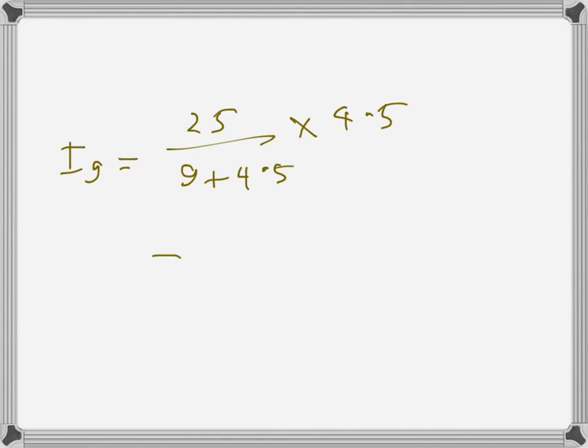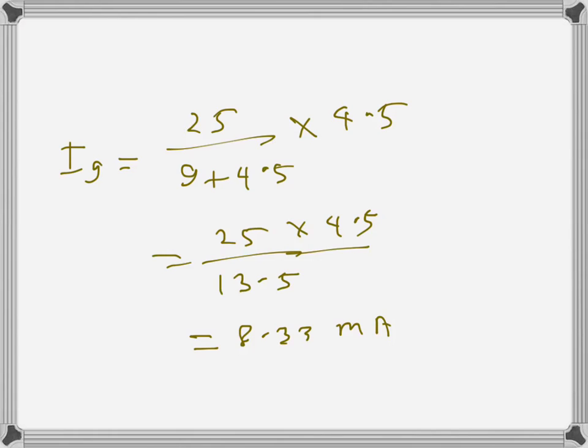So let's say I9 is the current through the 9 kilo ohms branch. That will be 25 divided by 9 plus 4.5 times, since we are trying to find the current through the 9 kilo ohms branch, we need to multiply it with the resistance value of the other branch, which is 4.5. So that's 25, and this is 13.5 times 4.5. So that is 8.33 milliamps. To write it, 8.33 milliamps. So that's the current there.